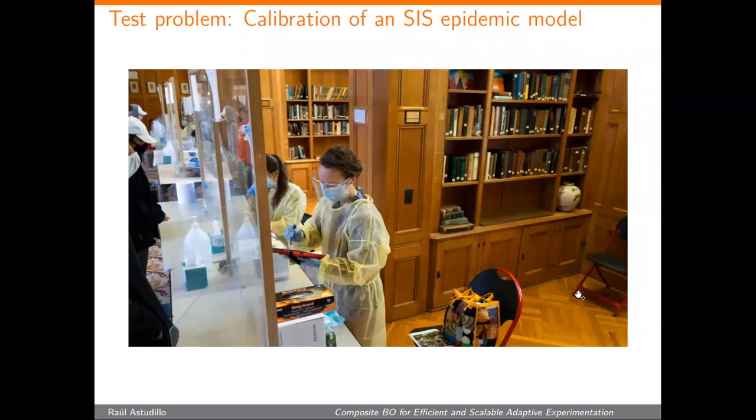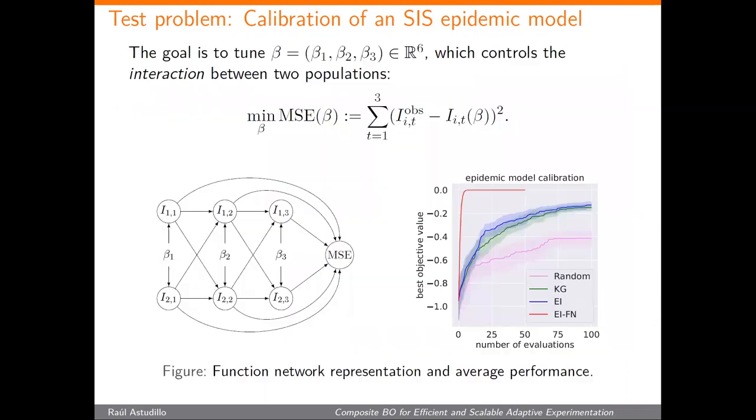Okay, so now let's see what this more complicated approach can do in practice. I'm going to describe very quickly a test problem. This is inspired by the work that the analytics COVID-19 team did at Cornell during the pandemic. They were using simulators to decide whether to hold in-person classes or virtual classes. This is a simplified version of the problem they were dealing with.